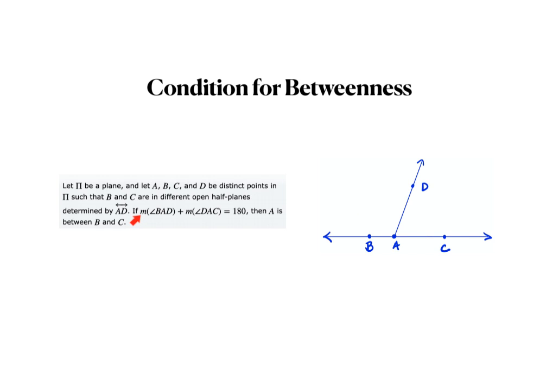And then if the measure of angle BAD, which is here, plus the measure of angle DAC, which is there, is equal to 180, then A can be said to be between B and C.